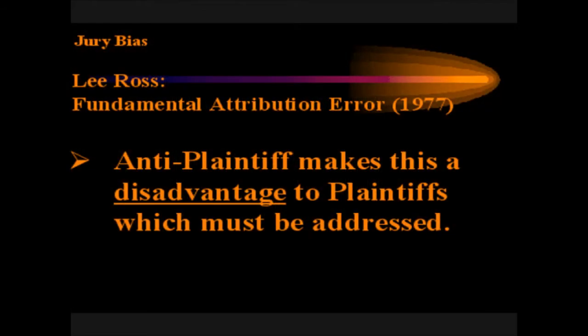So if you've got a situation that's very advantageous to the plaintiff's proof, but you've got a plaintiff with a personality that makes the jury believe, well, they probably did this, the personality is going to overcome the circumstance. That's the fundamental attribution error. They're going to look more at the personality. Anti-plaintiff bias. There is unquestionably an anti-plaintiff bias today. The anti-plaintiff bias makes this a disadvantage to plaintiffs, which we have to address.